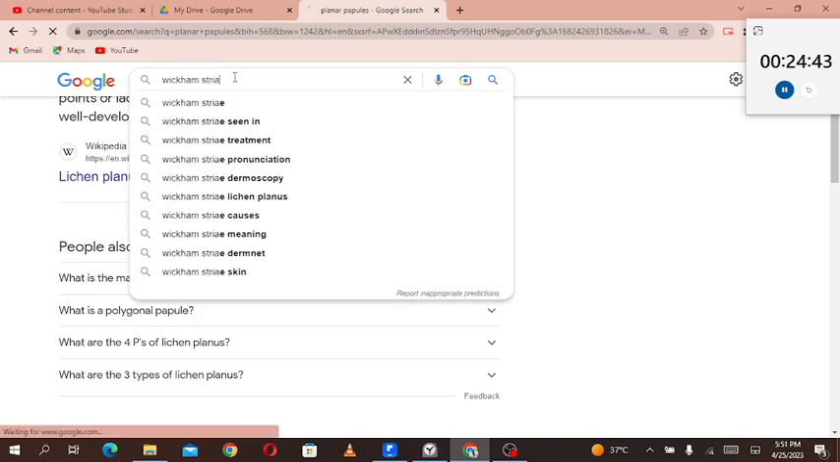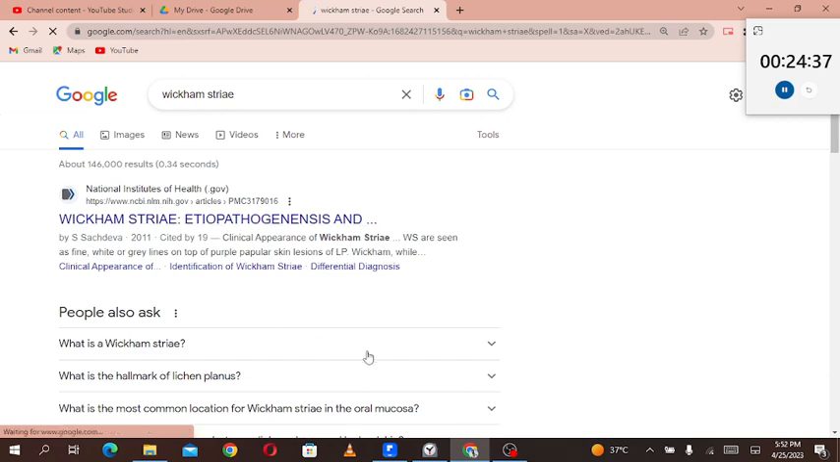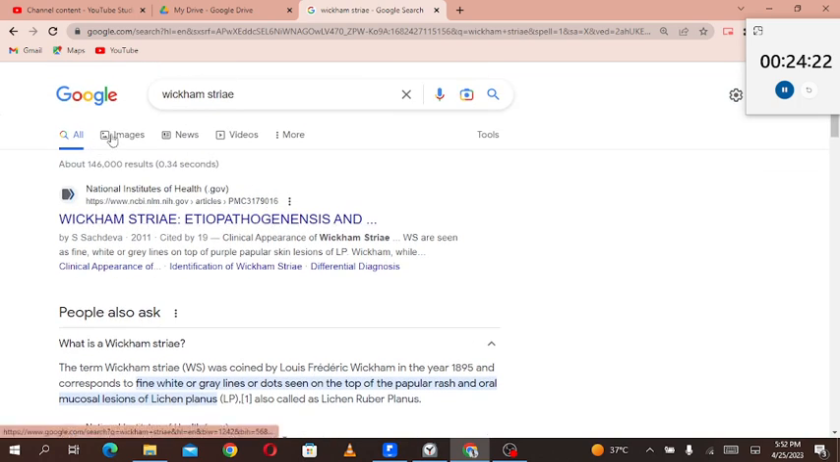Wickham striae are these structures. Wickham striae, a term coined by Wickham, correspond to the fine white and grey lines or dots seen on the top of the papular rash and oral mucosal lesions of lichen planus. The fine white or grey lines or dots. So these are Wickham striae.